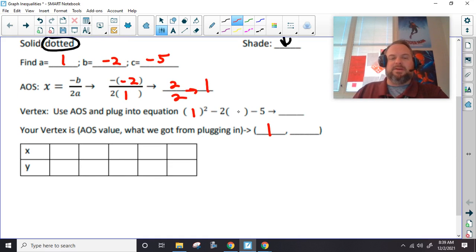Now we plug this in to find our vertex. Remember, using your calculator, you have to enter it in as it looks on your paper. We have a lot of people not adhering to that. Yes, we get -6.